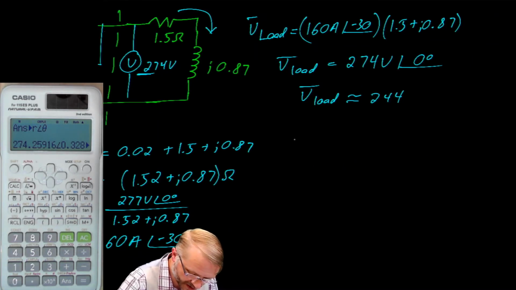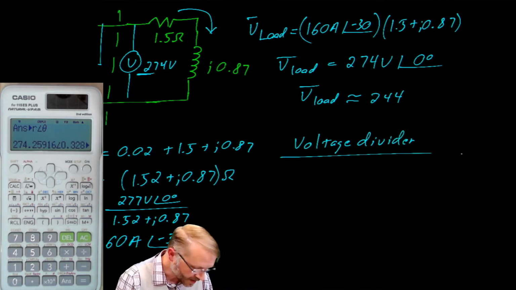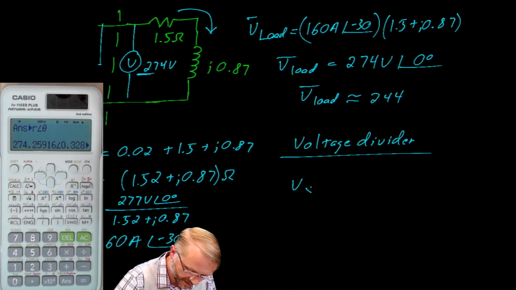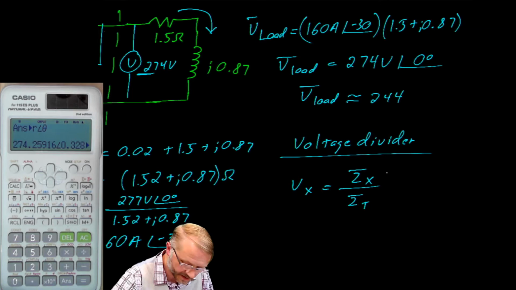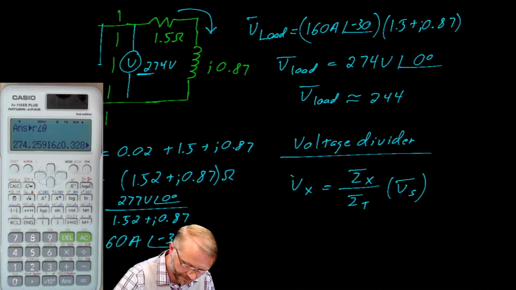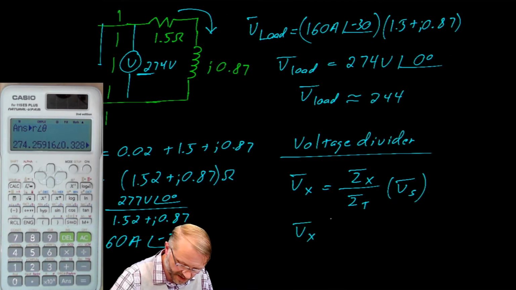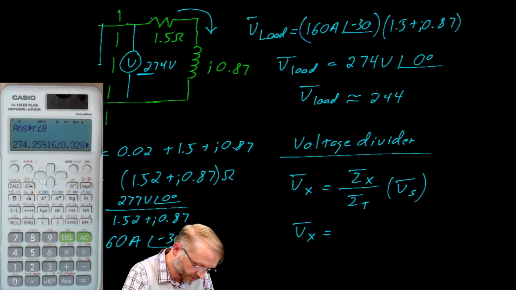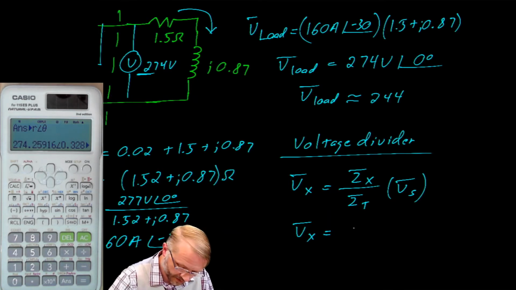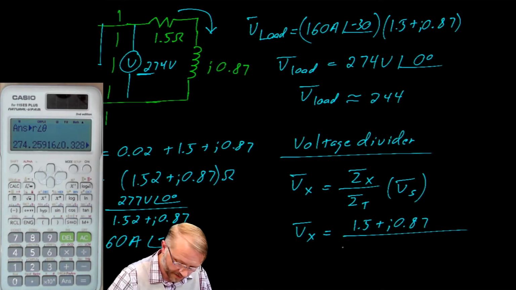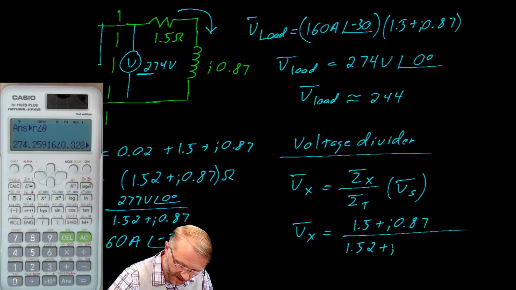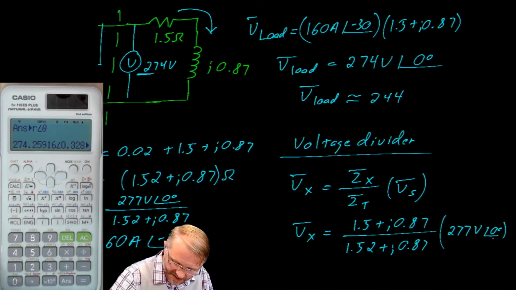And I would argue the easy way is with a voltage divider. We would have said the voltage of interest is equal to the impedance of interest over the total impedance multiplied by the source. In this case, the voltage of interest is the load voltage. Again, it's the voltage right here. And that would be 1.5 plus J 0.87 over 1.52 plus J 0.87 multiplied by the source voltage, which was 277 volts at a phase angle of 0 degrees.